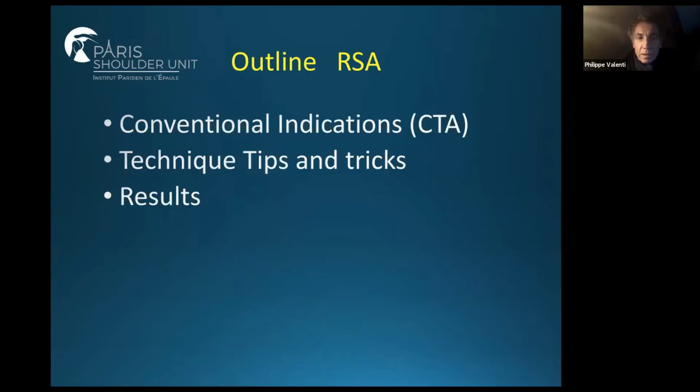This is the outline of this lecture. It's important to remember the indications in cuff tear arthropathy, because I think that if the indication is not good, the technique is not good. Then tips and tricks, and the results that we have now, because the learning curve is very important with the reverse shoulder arthroplasty.